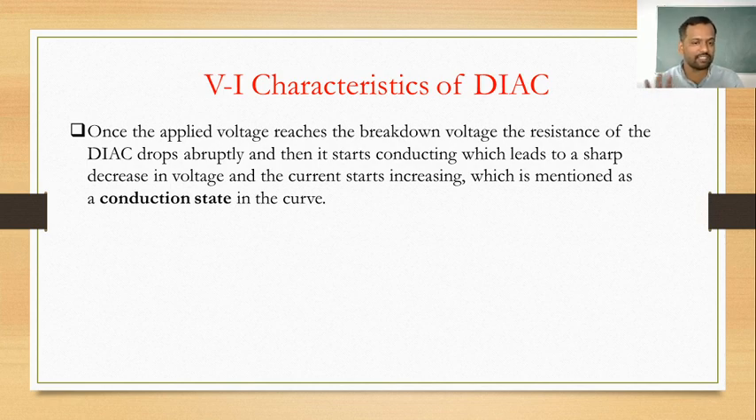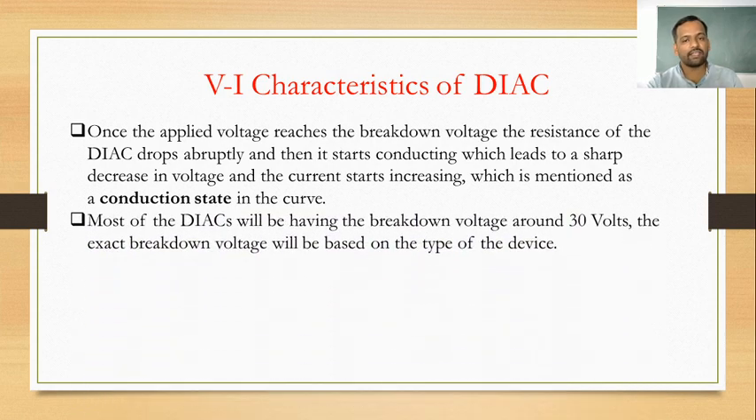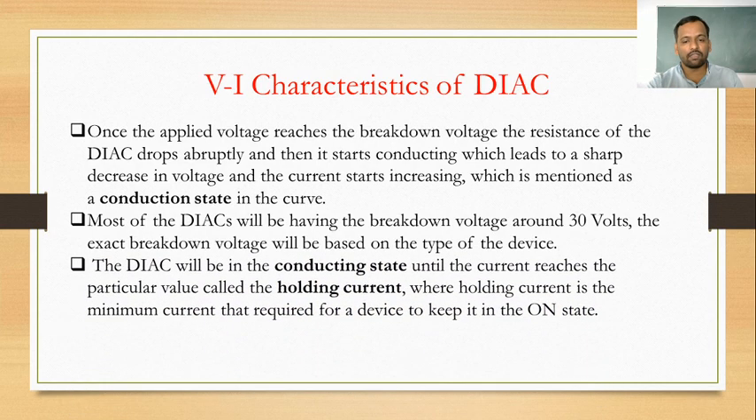In the blocking state, only a small leakage current will flow. Once the terminal voltage reaches the breakover voltage, the diac goes into the conduction state. In the conduction state, voltage starts decreasing and current starts increasing. This is the VI characteristics of the diac. The breakover voltage of the diac is around 30 volts. As we learned earlier, the diac will remain in the conduction state until the current falls below the holding current, which is the minimum current required for a device to keep it in the on state, like an SCR. This is all about the VI characteristics of the diac.